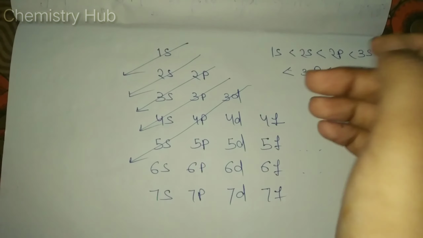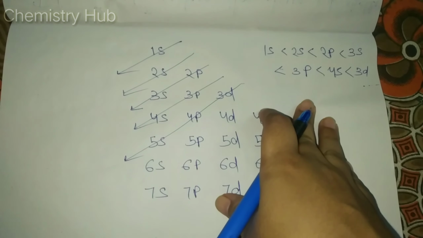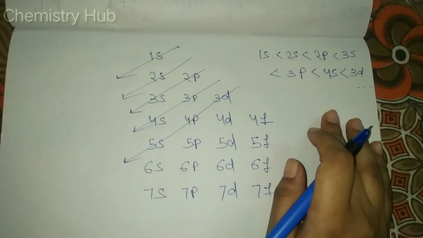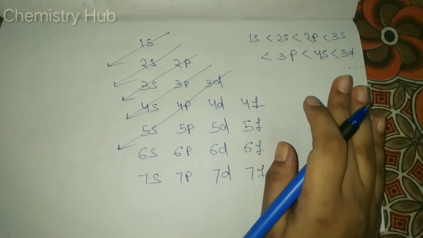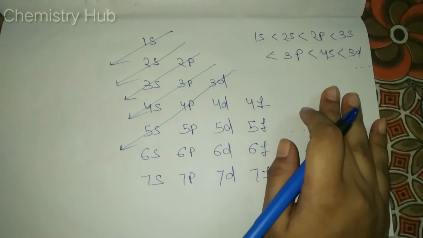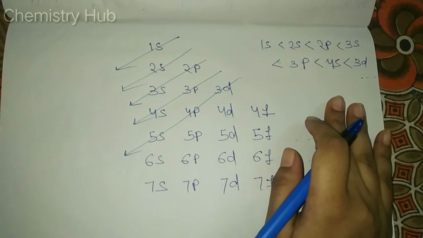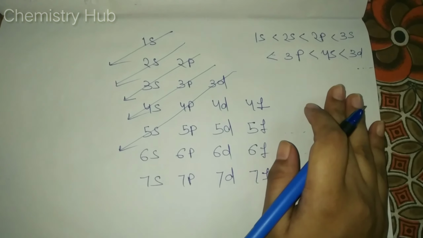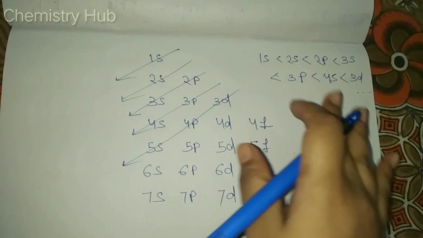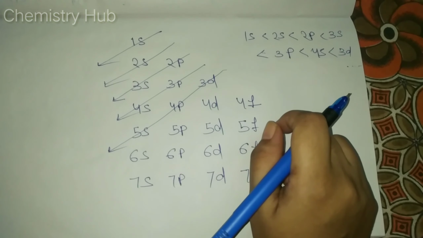And then there is another rule named Hund's rule. By knowing Hund's rule and the above principle, you can easily do the electronic configuration of any element. So this is all about the above principle.